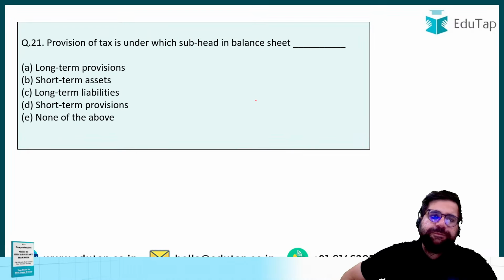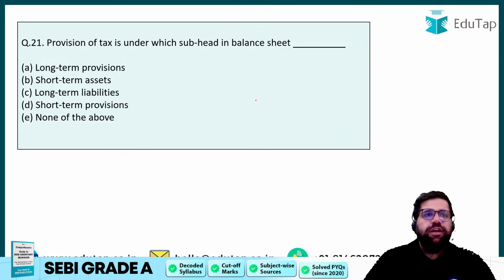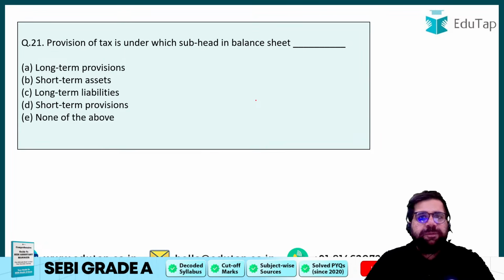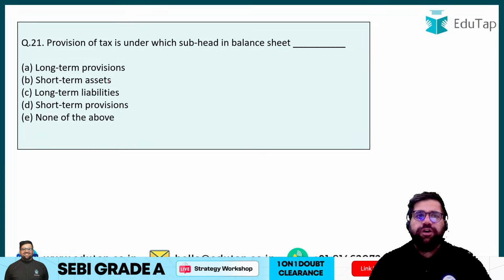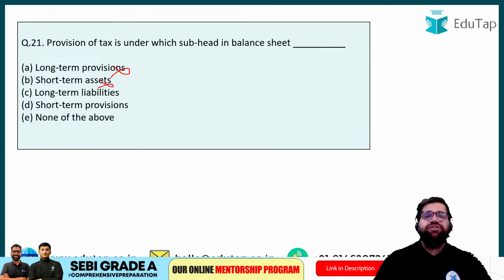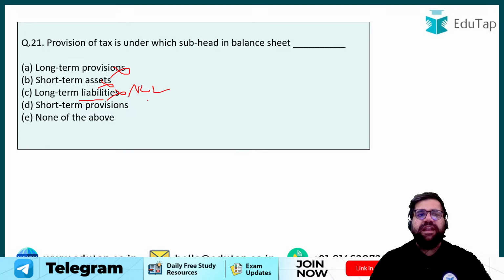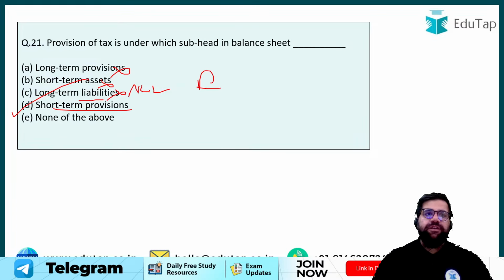Question number 21. Provision of tax is under which subhead in the balance sheet? So if you are creating a provision to be paid for tax, will this be shown in long-term provision? No, horrible. Short-term assets? No, it's a provision, so you have to pay. So it cannot be your asset. It has to be your liability. Long-term liabilities, no. Long-term liabilities is non-current liabilities. Short-term provisions, yes. So my correct answer will be option number D. Yes, the correct answer will be option number D in question number 21.